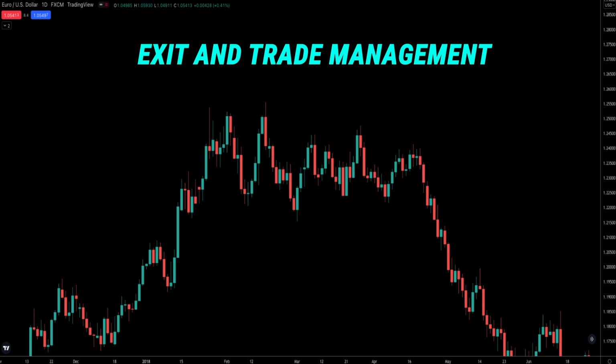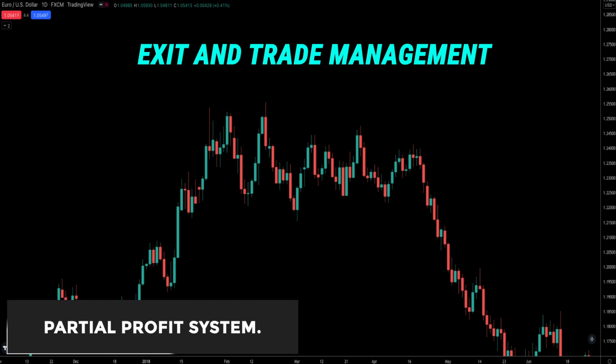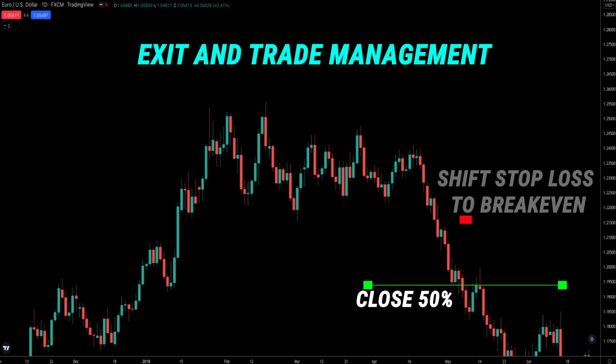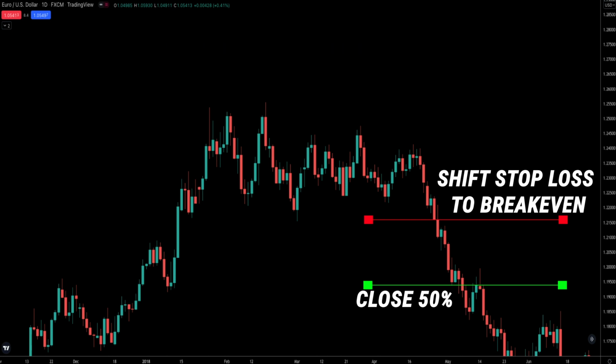The trade management strategy that I use can be divided into two types. The first is the partial profit system. Taking partial profits simply means closing a certain percentage of your position when the market moves in your favor. For instance, if you open a buy trade with one lot, then you can close a certain percentage, say 0.5 lots, once the market trades in your favor. After taking partial profits, you can move your stop loss to break even to protect your capital and make the trade risk-free. This risk management strategy has two advantages.